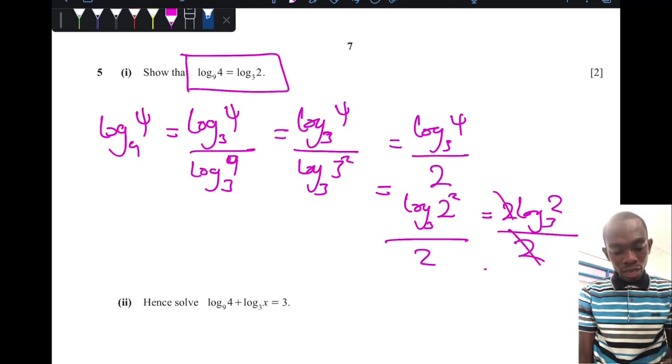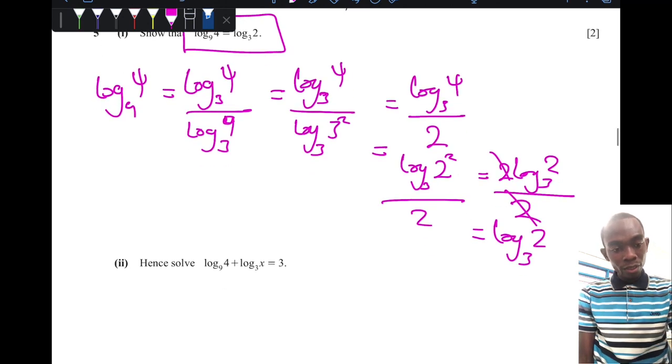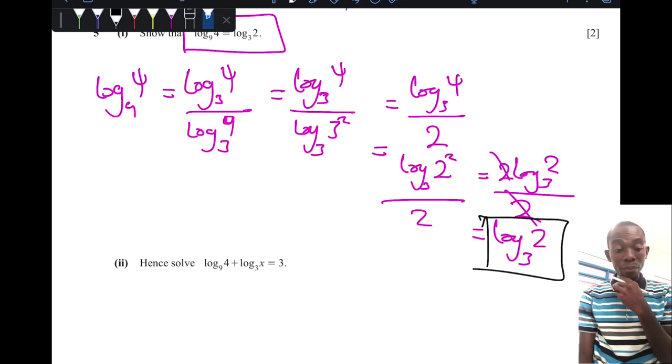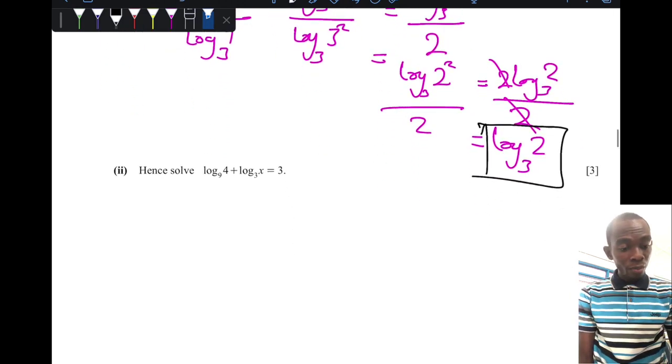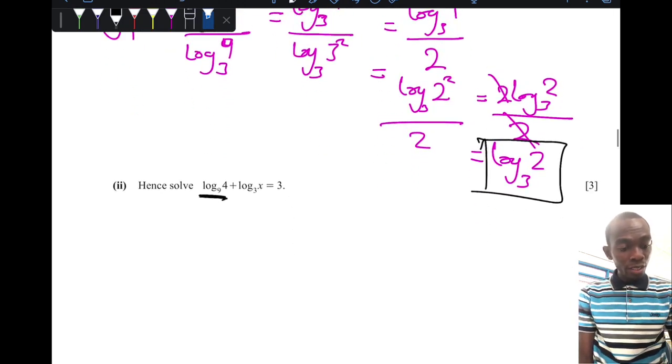2 cancel out, and then we get what they wanted us to get. Okay, and that's the answer. So you apply everything you know, but be careful. You have this and that and this. The bases are the same. This one is base 9. This is base 3. So be careful.